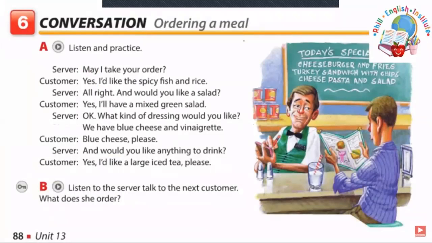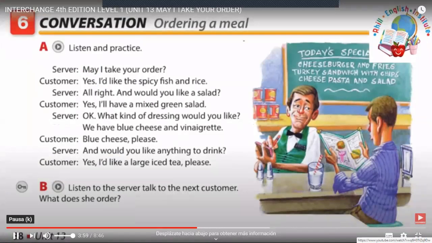May I take your order? Yes. I'd like the spicy fish and rice. All right. And would you like a salad? Yes. I'll have a mixed green salad. Okay. What kind of dressing would you like? We have blue cheese and vinaigrette. Blue cheese, please. And would you like anything to drink? Yes, I'd like a large iced tea, please.